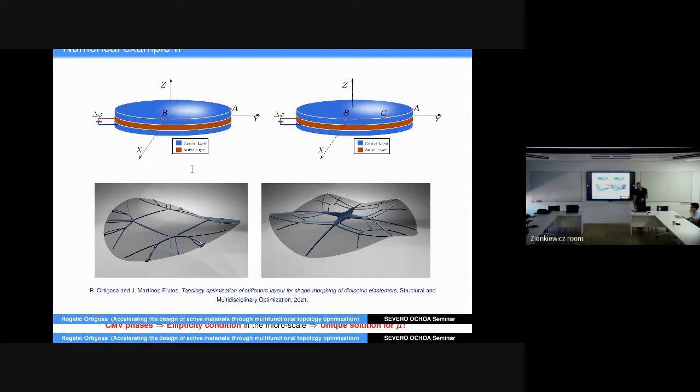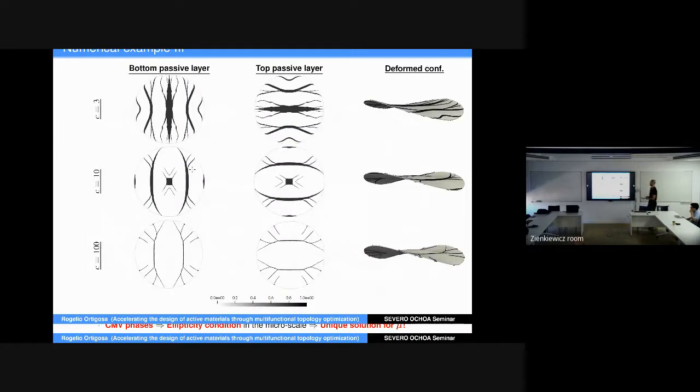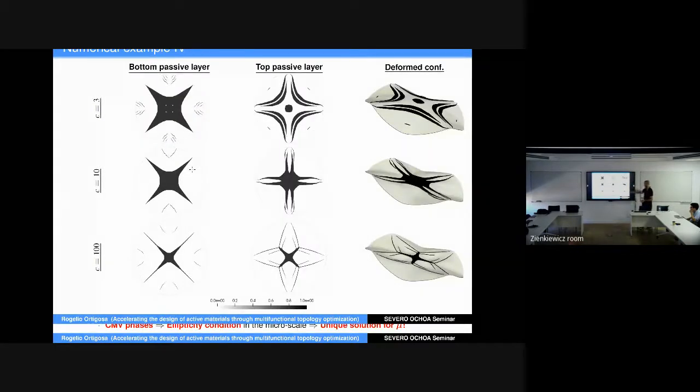What is interesting is that for mode 1, you can play with the stiffness, the relative stiffness of the passive layer with respect to the electric elastomer. And when you play with that, you get these interesting results. You see that as you increase the stiffness, you get these very thin details of the passive layers. And also the same for mode 2.